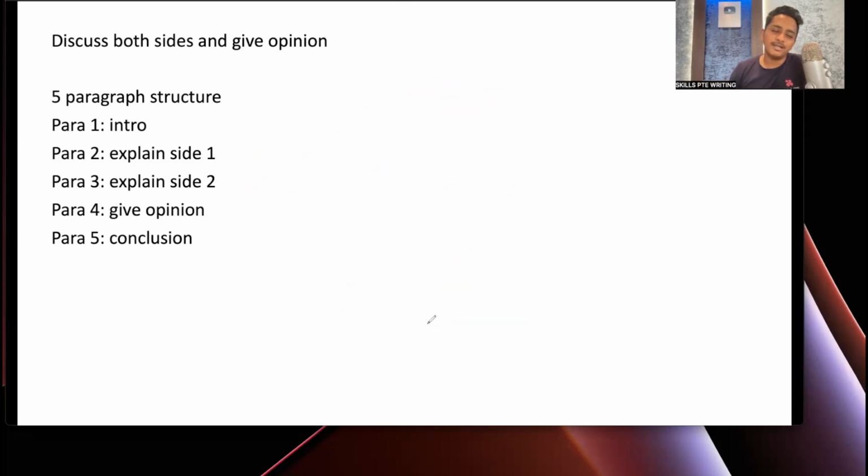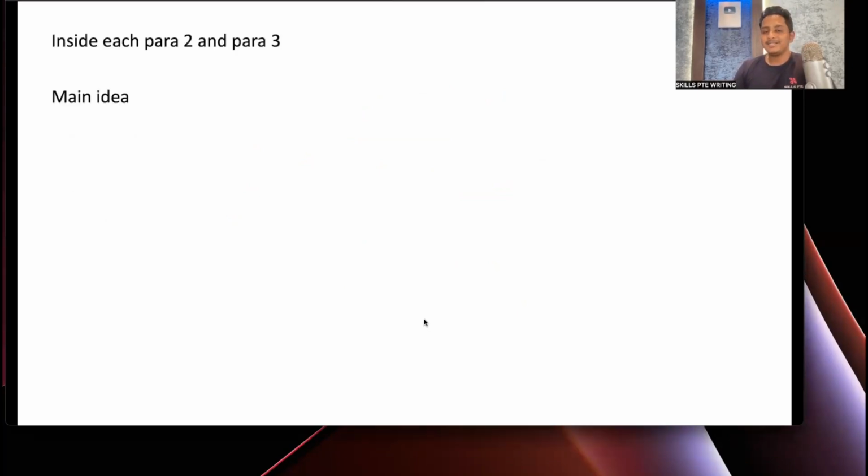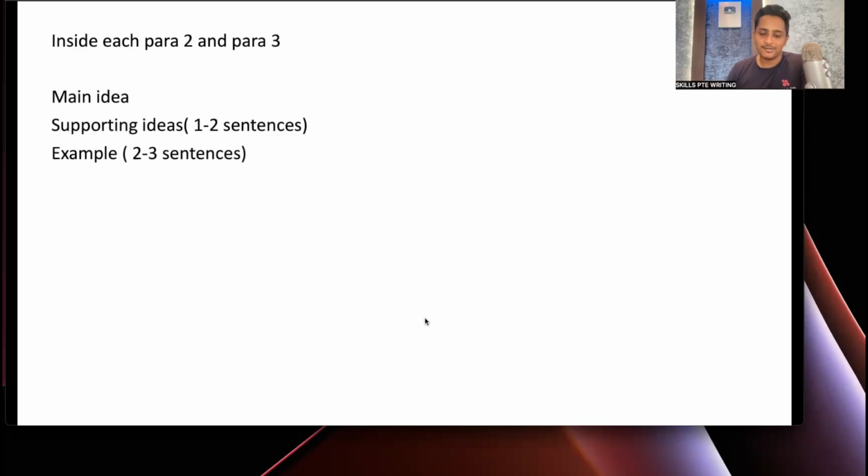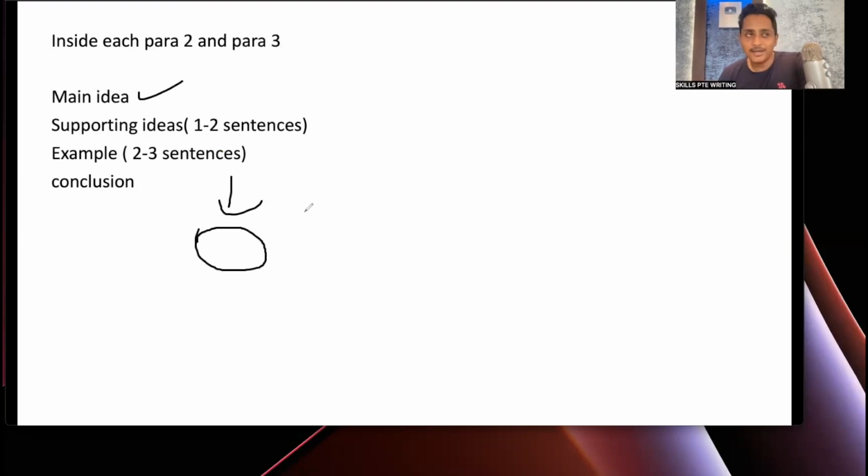So follow the template. What are the template videos? Here as well, I've explained the same. Inside each para, para 2 and para 3, this is the template that I need. Main idea: firstly, directly talk about the main idea. Don't ever write, firstly, there are many reasons for my viewpoint, and one of them rises from the fact. Not required. Directly bang on target.